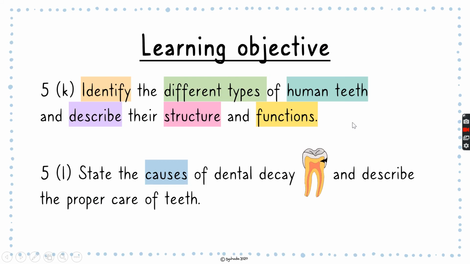All right. Now let's look into today's learning objective, which is to identify the different types of human teeth and describe their structure and functions. We also need to talk about the causes of dental decay and describe the proper care of teeth.